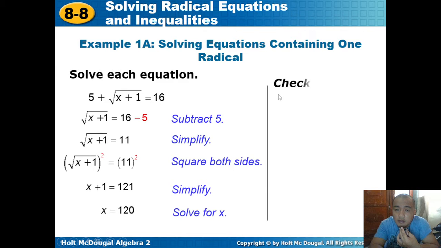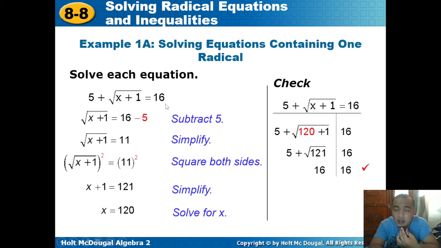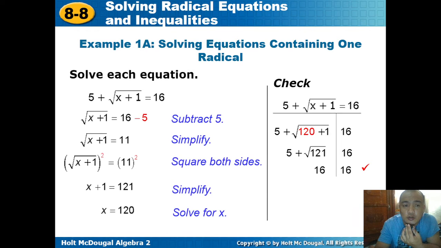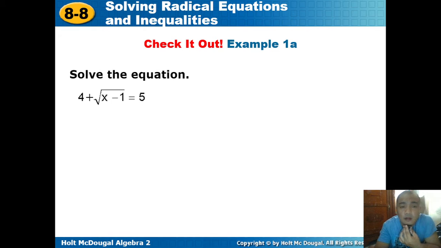Then let's check. Substitute yung x by 120. 120 plus 1 is 121. Square root of 121 is 11 plus 5, 16 equals 16. Correct. So therefore, 120 is the solution to the equation 5 plus square root of x plus 1 equals 16. Next, solve the equation 4 plus square root of x minus 1 equals 5.